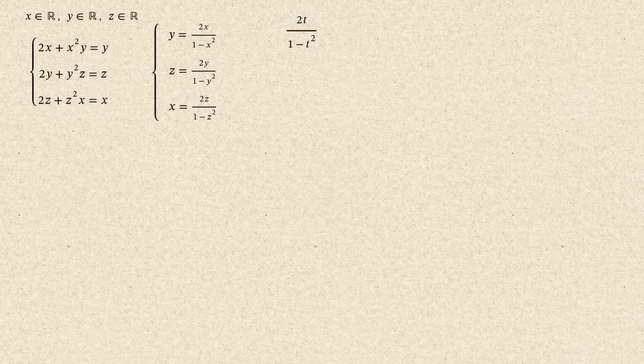If this still doesn't look familiar, consider replacing t with tangent of alpha. Hopefully the new expression will ring the bell to anyone familiar with trigonometry, because this is exactly tangent of 2 alpha, what a textbook calls tangent double angle identity.